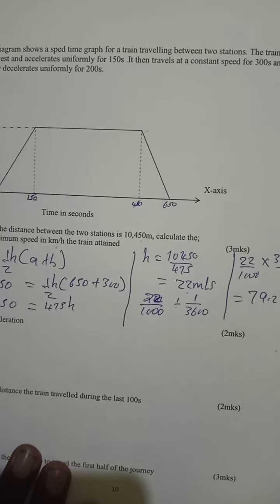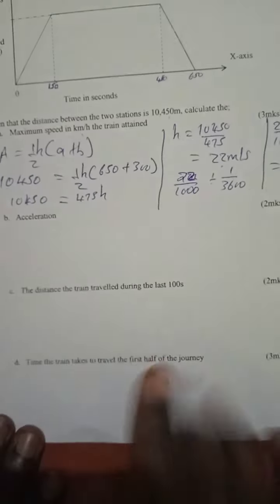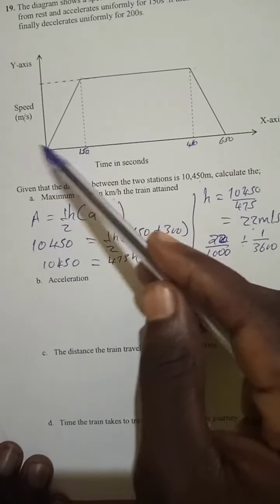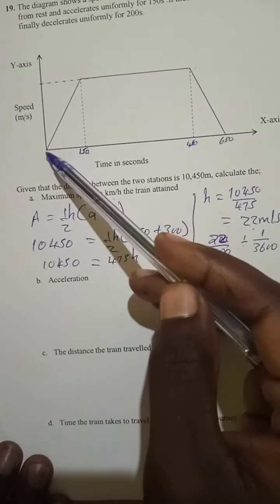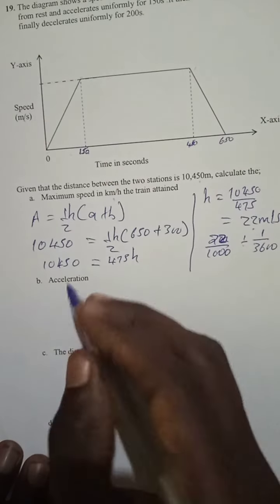As simple as that. Then the second part of the question: the acceleration of the body. The acceleration is the increase in velocity with time. Therefore it's from 0 to the value you have found there.